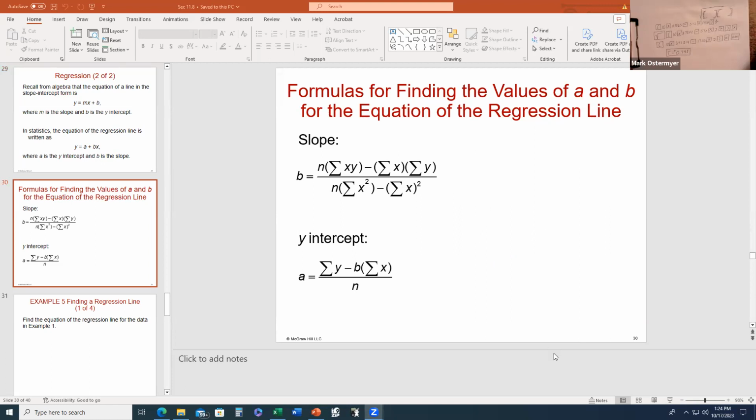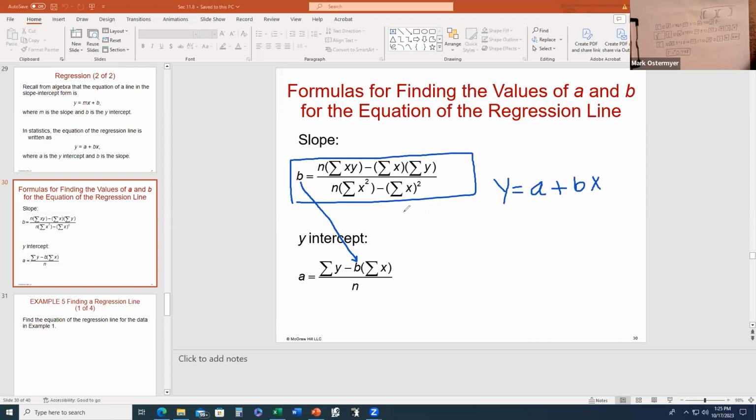Furthermore, I want to draw your attention to the fact that we're going to have to find the slope of our linear regression line first before we compute the y-intercept, because notice this number b is needed to compute the y-intercept A. That's why you need to compute b first before you can compute A. But there they are, ladies and gentlemen. I want you to jot those formulas down. Again, these formulas are geared to give us our linear regression equation, which is of the form y equals a plus bx. B is the slope, A is the y-intercept.